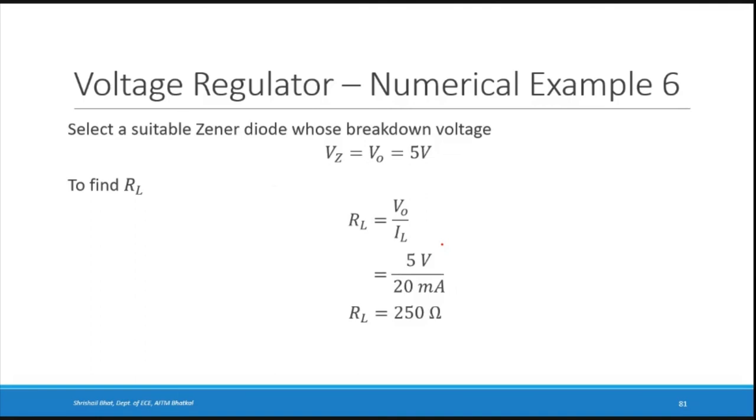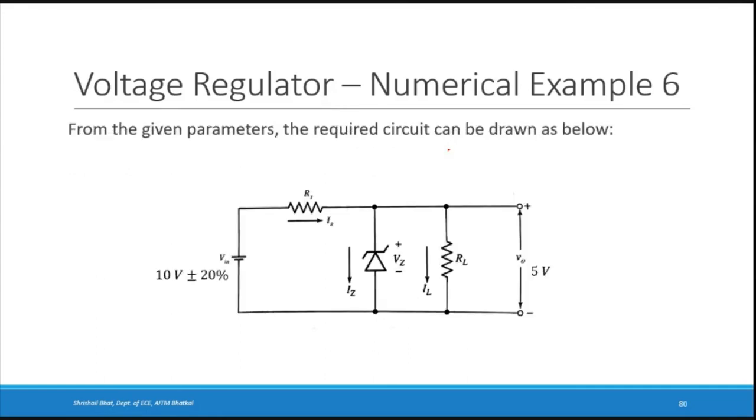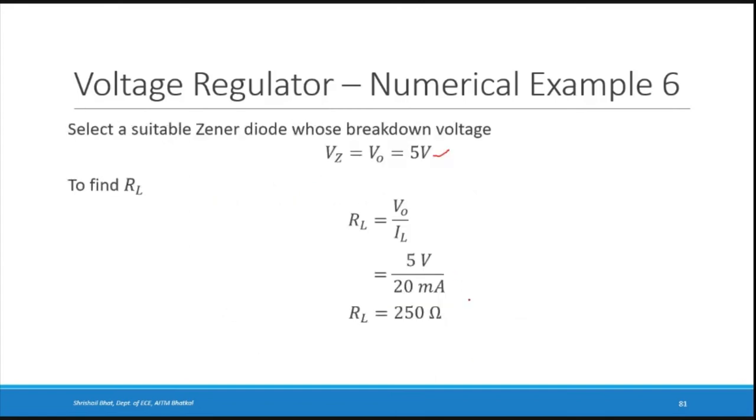First is to select a suitable Zener diode whose breakdown voltage VZ is equal to V0, that is 5 volts. So you have to select a Zener diode whose breakdown voltage is 5 volts. Then, since IL is given and V0 is known, you can find RL. RL is V divided by I, that is output voltage V0 divided by IL. V0 is 5 volts, IL is 20 milliamps. So 5 divided by 20 milliamps will give you 250 ohms, right, 0.25K or 250 ohms. So that is the load resistance that we are going to use.